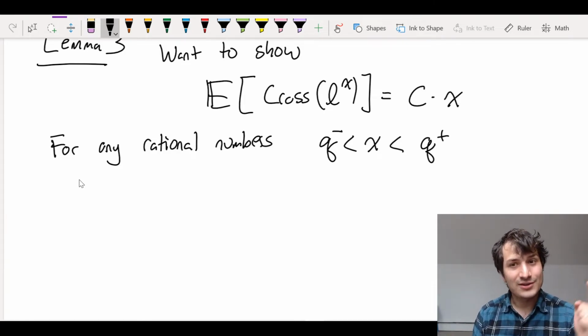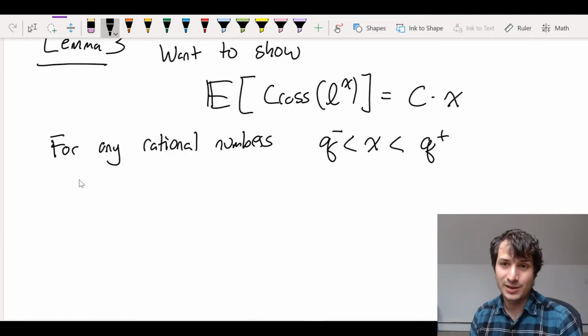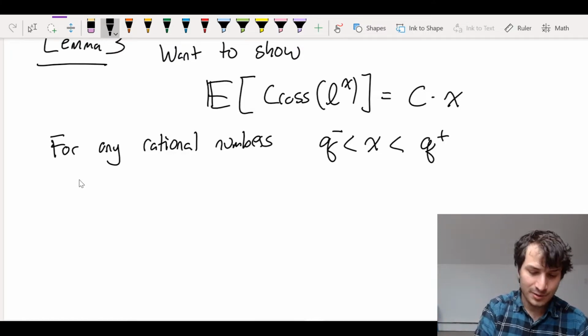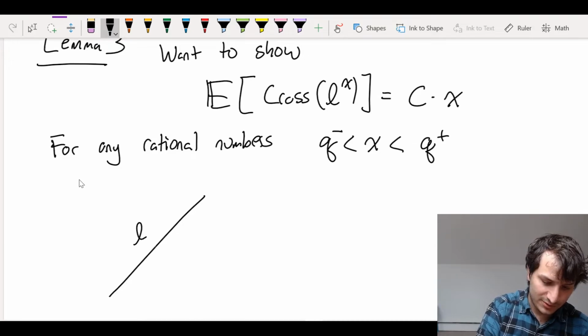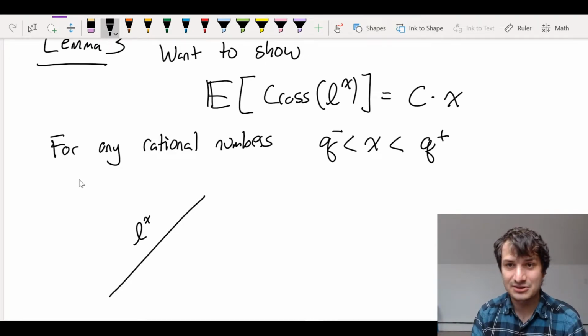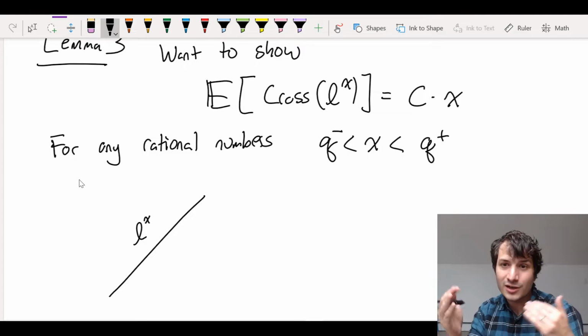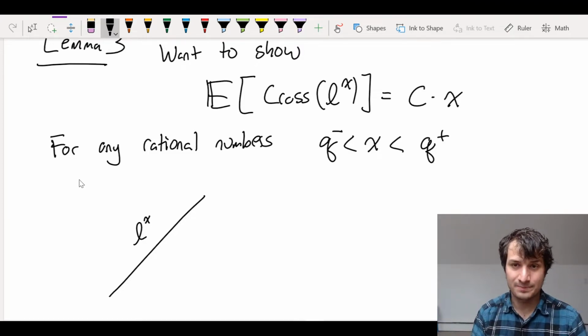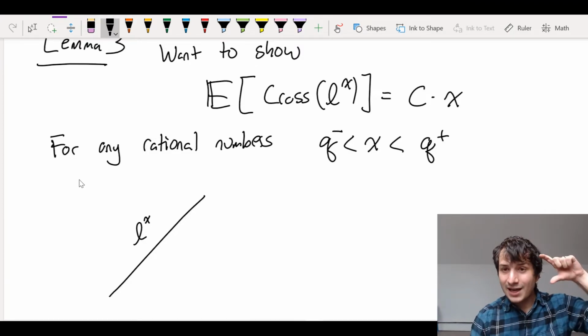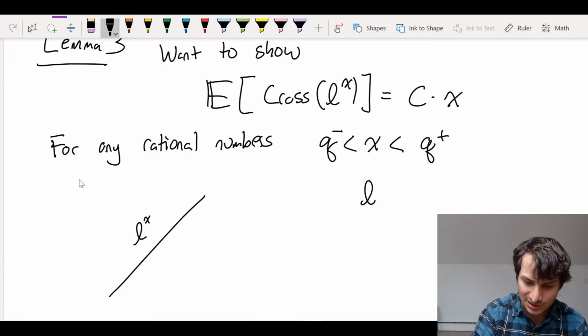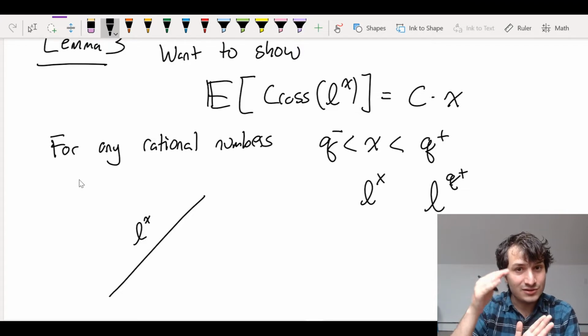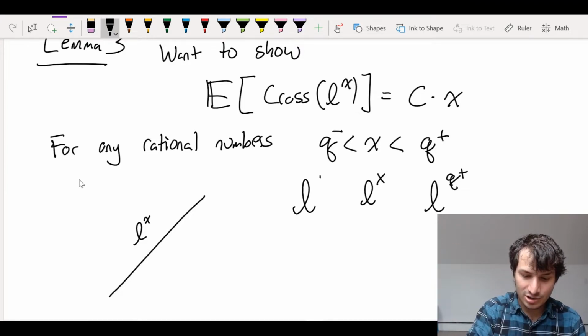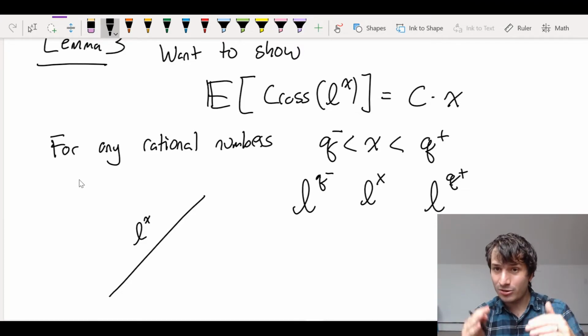Okay, so this is really using one step of the ladder to climb to the next step. So I have rational numbers q minus and q plus. How is this going to help me figure out what's going on with this stick? So this is a stick of length x, and I have q minus and q plus that are a little bit less than x and a little bit more than x. And what I'm going to do is I'm going to make an L q minus. So we're talking about L x. I'm going to make an L q plus. That's a line segment that's a little bit longer than x. And L q minus, that's a line segment that's a little shorter than x.